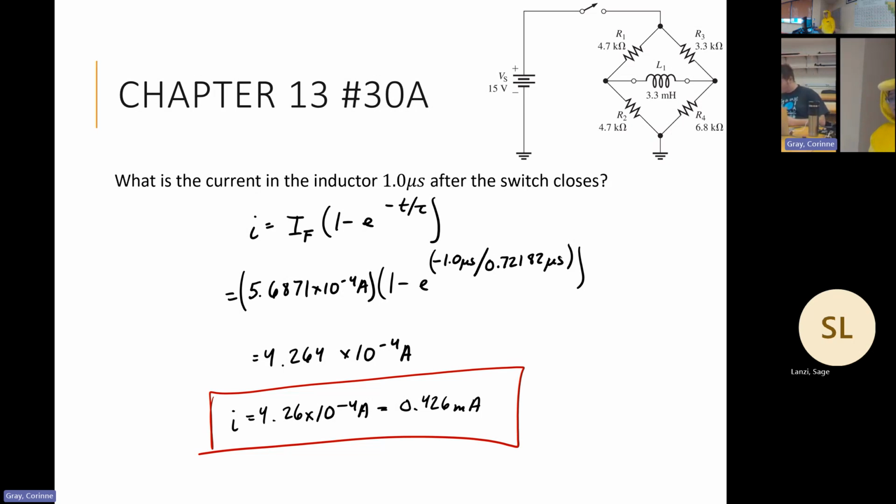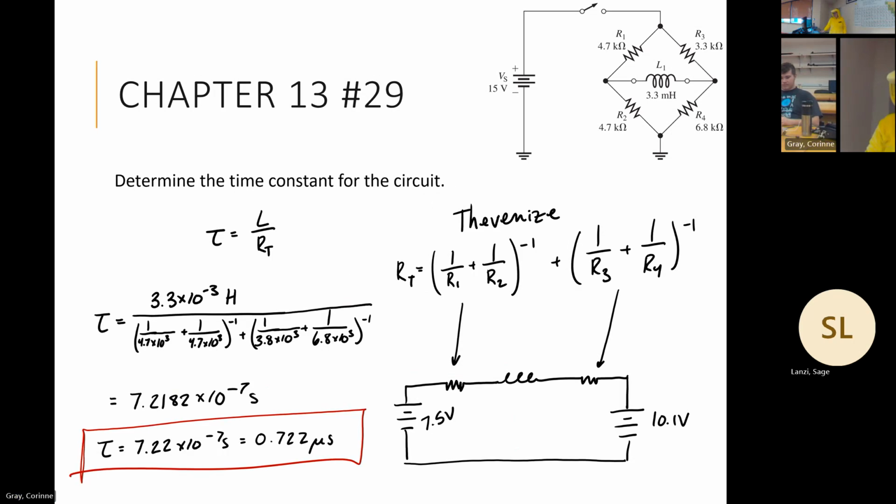Does a higher inductance make it take longer to charge? Yeah, because if we look at tau, it's L divided by R. So the larger the inductance, the larger the tau value is going to be. Any other questions or comments about 29 and 30?